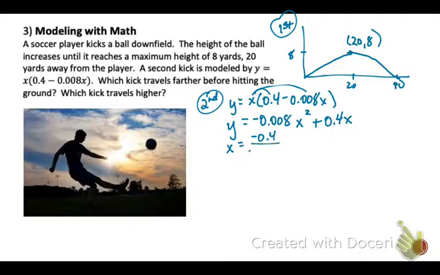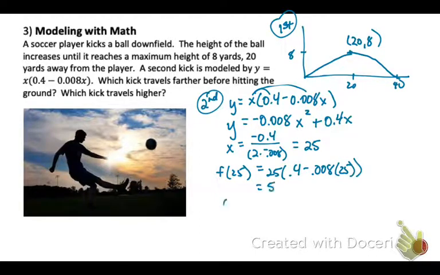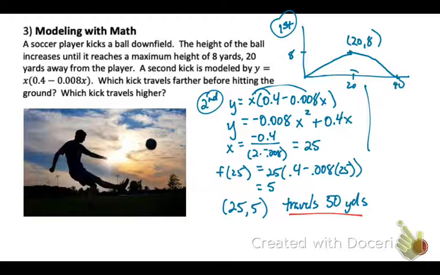if we find the vertex of the second kick, then we'll know maximum height and how far the ball traveled. So it looks like the ball traveled 25 feet to reach a maximum height of, and we're plugging in 25, of 5 feet. And so since 25 is halfway through the ball's path, that means doubled, the second kick traveled 50 yards, which is more than the first kick. It only traveled 40 yards. Which kick travels higher? Well, you can see that the first kick traveled 8 yards high, as opposed to the second one only 5 yards high.